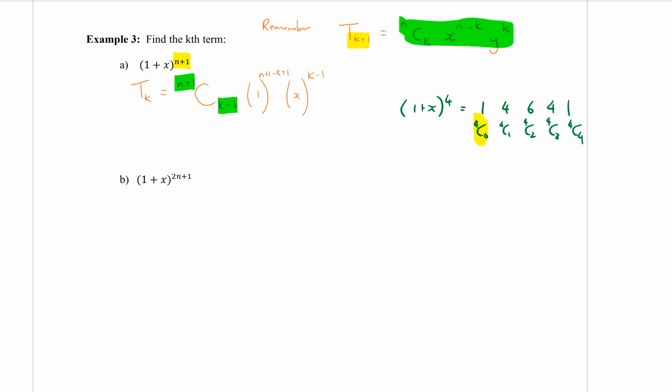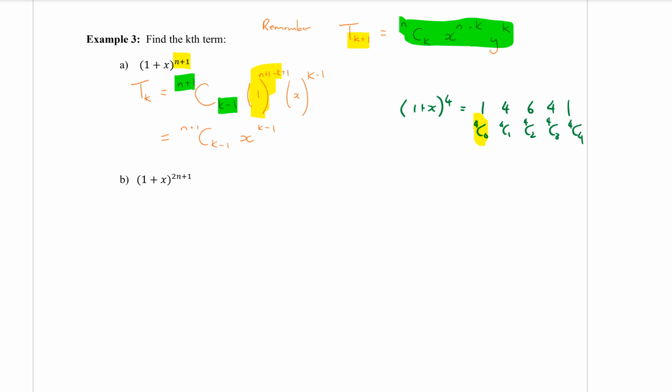Now that does become n minus k plus 2, but 1 to the power of anything is always going to be equal to 1. So this part here is not actually going to do anything in my term. So my more simplified answer would be (n plus 1)C(k minus 1). I don't need that part highlighted in yellow. I just need the x to the power of k minus 1.